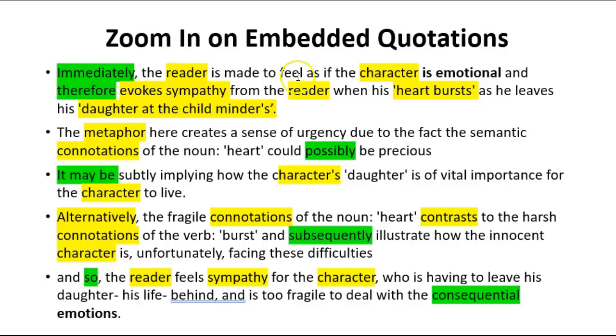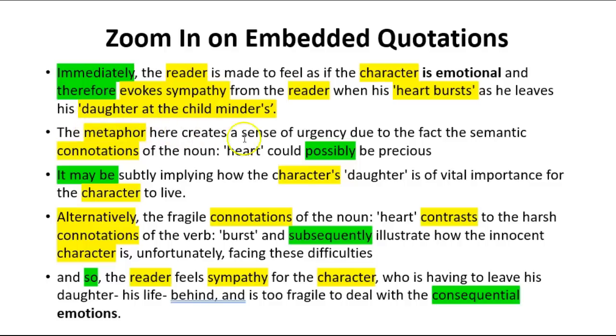"Immediately, the reader is made to feel as if the character is emotional and therefore evokes sympathy from the reader when his heart bursts as he leaves his daughter at the childminder's." So you can see how these quotations just fit into the sentence. That's what embedded means. Now we can see the emphasis is always on the reader. It keeps referring to the character, and so that tells us he's writing like an expert in literature.